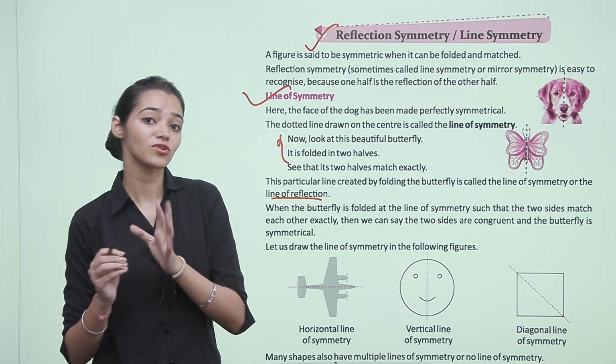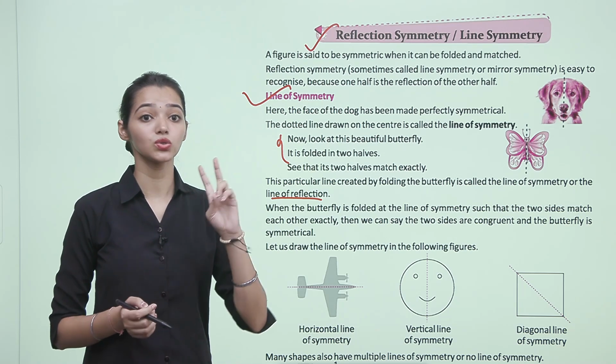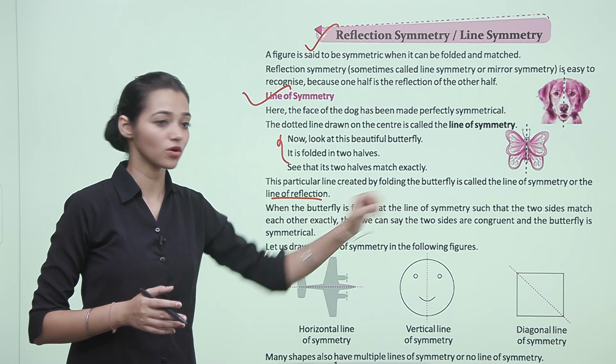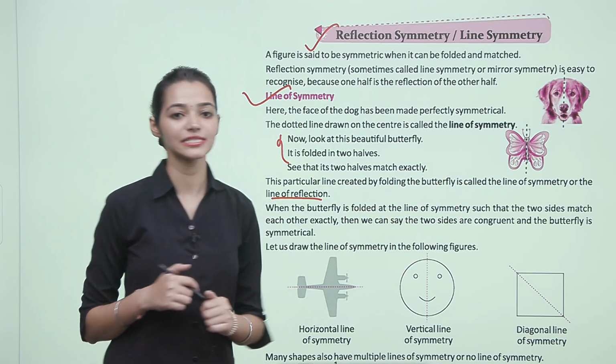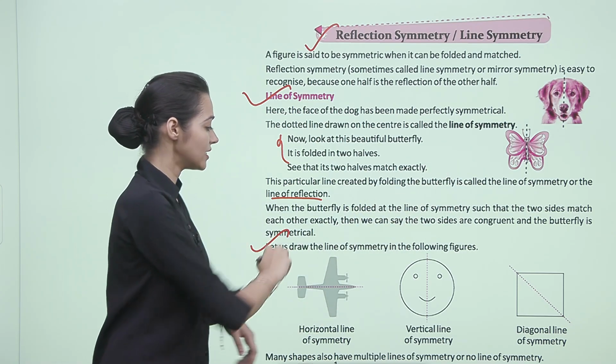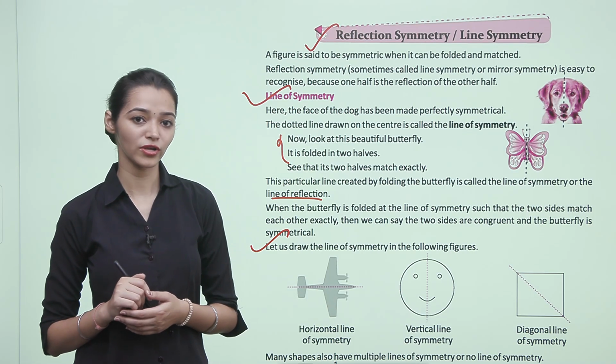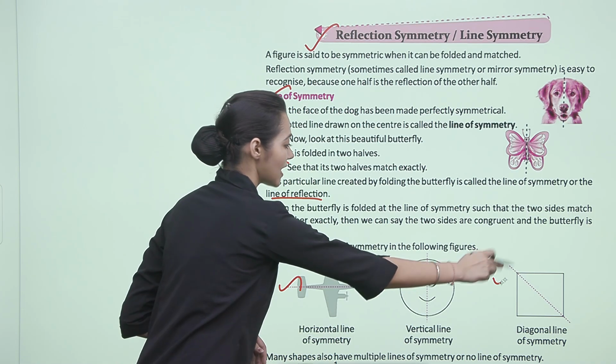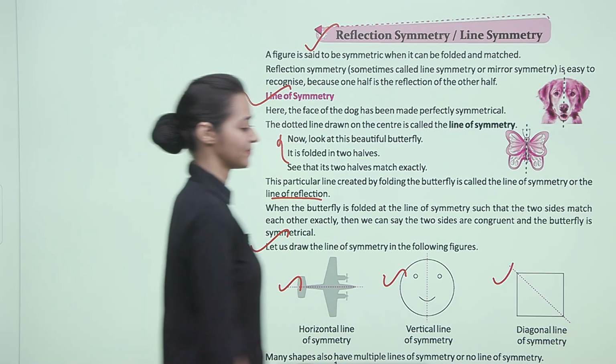Now when the butterfly is folded at the line of symmetry such that the two sides match each other exactly, we can say that the two are congruent and the butterfly is symmetrical. Now let us draw the line of symmetry of the following figures. This is our horizontal line of symmetry, vertical line of symmetry and diagonal line of symmetry.